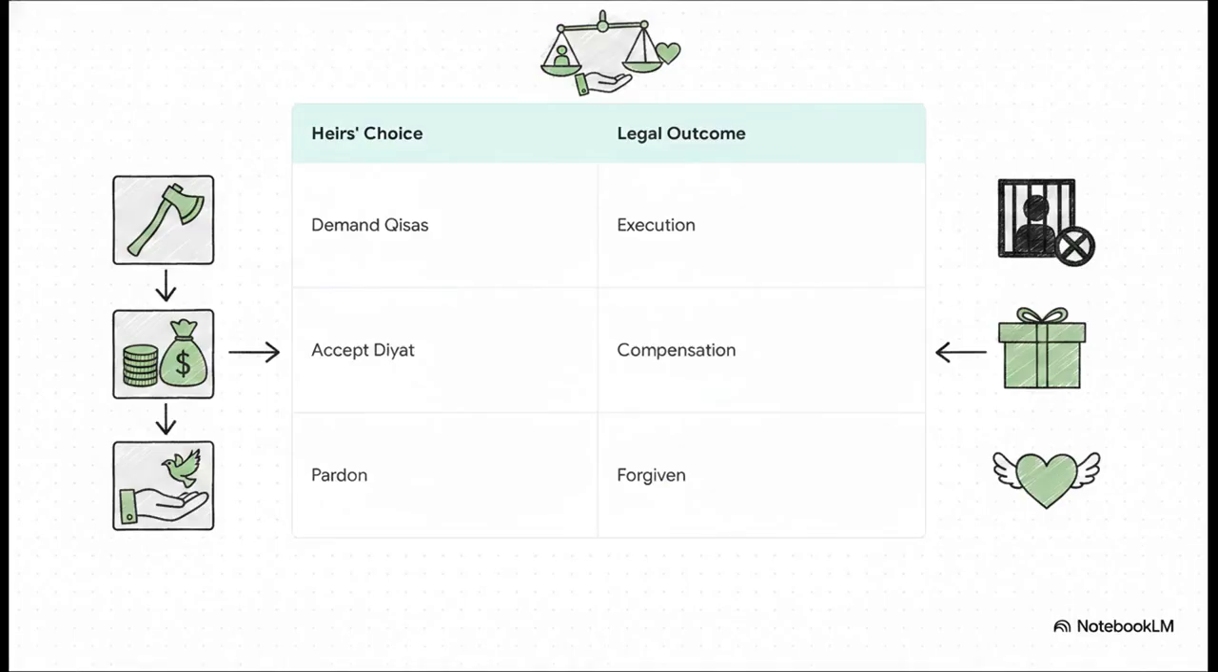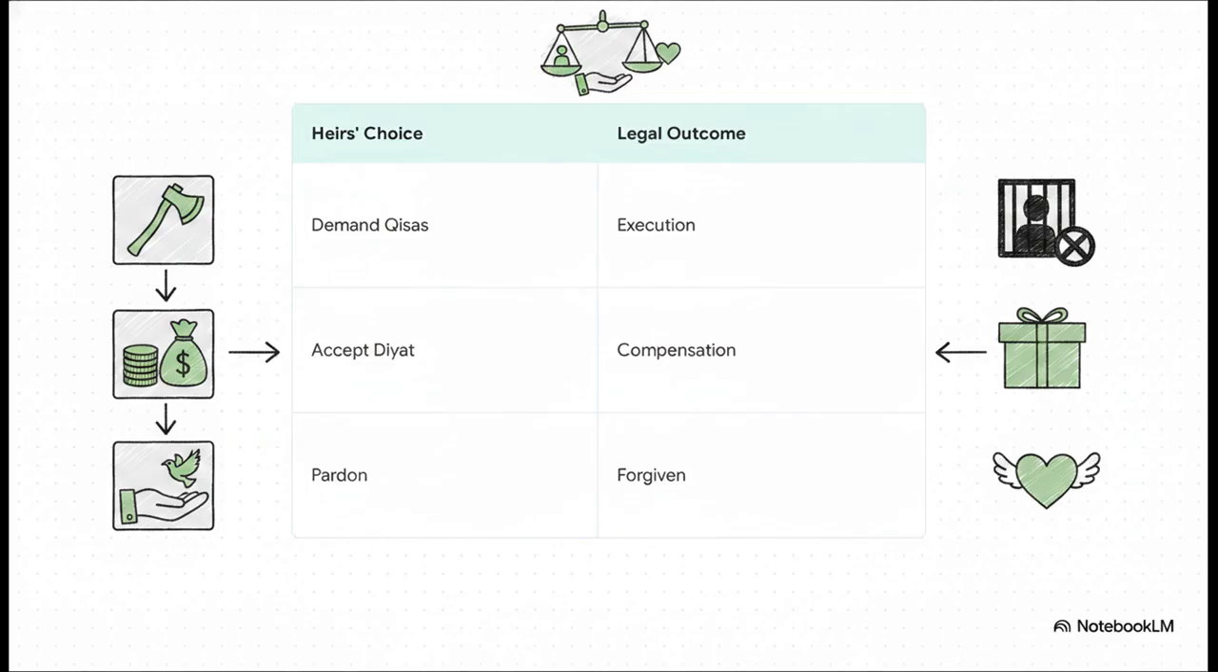So who actually holds that power? It isn't the judge, and it isn't the prosecutor. It's the wali, the legal heirs of the deceased victim. They hold all the cards. They essentially have 3 choices. First, they can demand qisas. This means they insist the state goes ahead and executes the killer in retaliation.